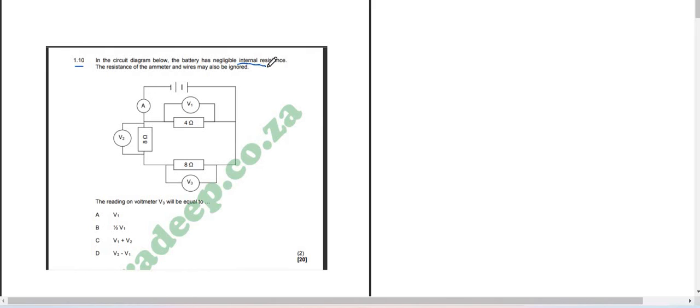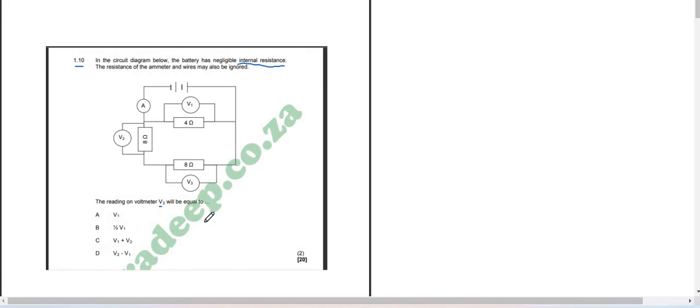So for now, we don't need to consider internal resistance, right? And then the resistance of the ammeter and wires may also be ignored. So you should not be worrying too much about the resistance of the wires, right? And now they are asking us to say, what will the reading on voltmeter V3 be equal to, and you are given a number of options with A, B, C, and D, right?